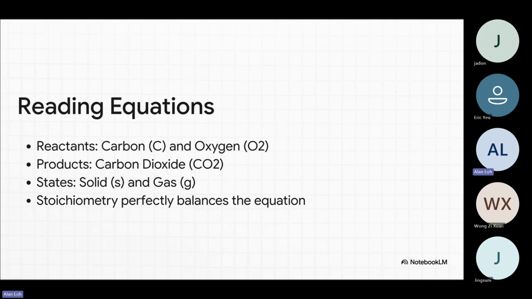The arrow means they react to produce the products on the right, carbon dioxide gas. You'll notice letters in brackets. Those are the physical states. S for solid carbon, G for oxygen gas. And finally, stoichiometry. Because the equation is perfectly balanced, it gives us precise mole ratios. 1 mole of solid carbon reacts with exactly 1 mole of oxygen gas to produce exactly 1 mole of carbon dioxide. With our earlier molar mass math, we could literally calculate precisely how many grams of CO2 that grill is producing right now.